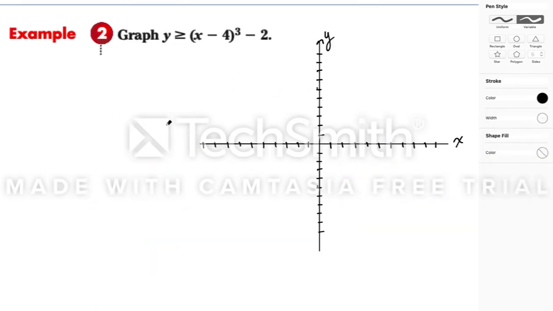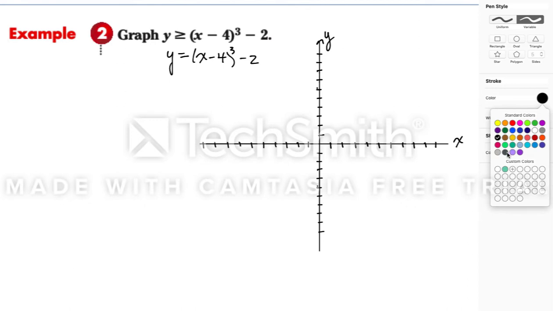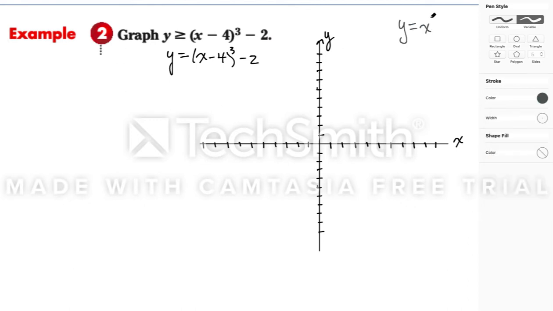So for this next example, we are asked to graph y is greater than or equal to the quantity x minus 4 cubed, minus 2. And so you can see this is an inequality. The first thing you want to do is consider the graph of y equals (x minus 4) to the third power minus 2. You know that this is a polynomial, and in a sense we can consider the parent graph to this. And the parent graph, hopefully you can think about this, will be y equals x cubed, and you can see that there's a horizontal shift to the right 4 and then a vertical shift down 2.